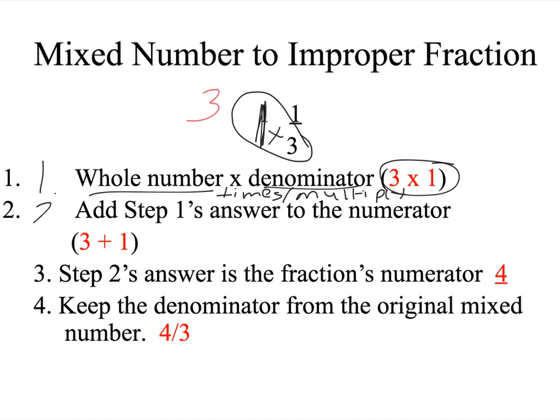Now the second step is to add step 1's answer, which we said was 3, to the numerator. So we're going to do 3 plus 1, which gives us 4. Step 2's answer, which was 4, is the fraction's numerator, and then you keep the denominator from the original mixed number. My denominator was 3, so that is 4/3, which if you remember from the previous slide, was our answer.